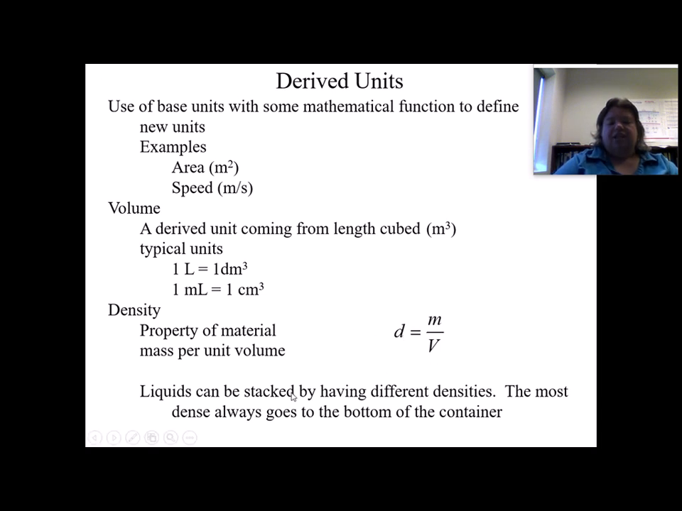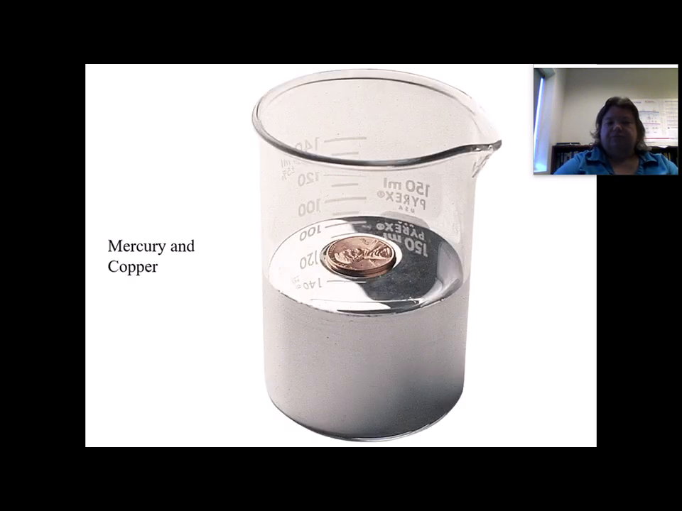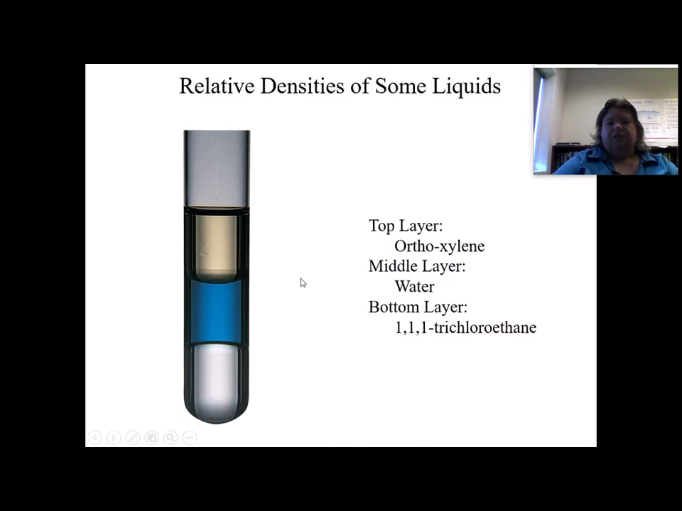And you can actually stack liquids by having different densities. Some of you will have already done this lab. Others will be doing this lab this week. The most dense will always go to the bottom of the container. So this is showing mercury and copper. Copper is less dense than mercury, so it will actually float on top of the mercury, even though it's a liquid and a solid. Here's 3 different layers.